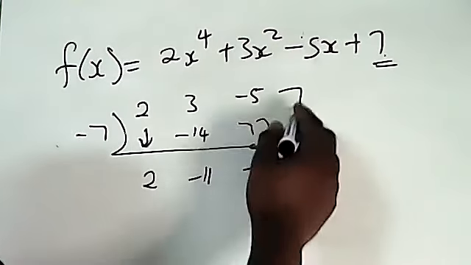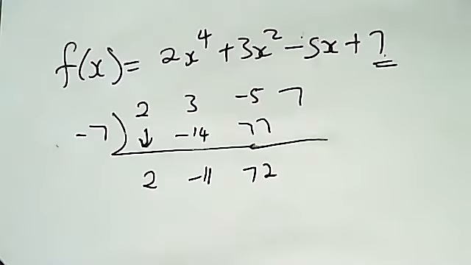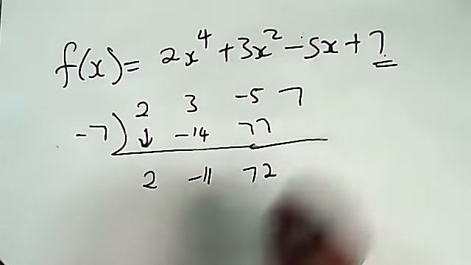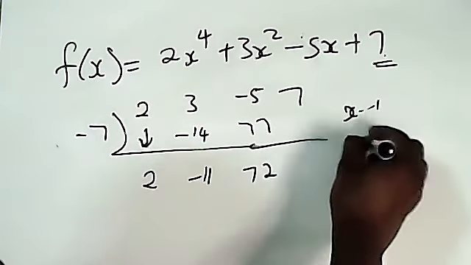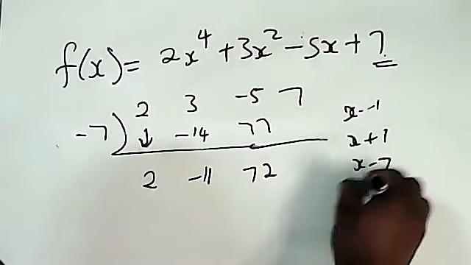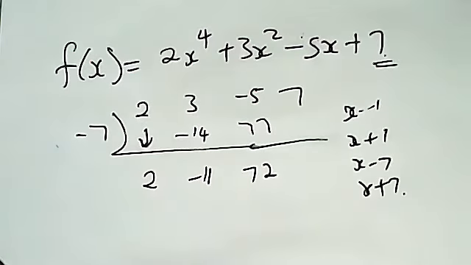And obviously, if you multiply, it won't give you the remainder, that is 0. So it means that all those factors, x minus 1, x plus 1, x minus 7, and x plus 7, they are not factors because they are not giving us the remainder of 0, right? So we want the one that will give us the remainder of 0.